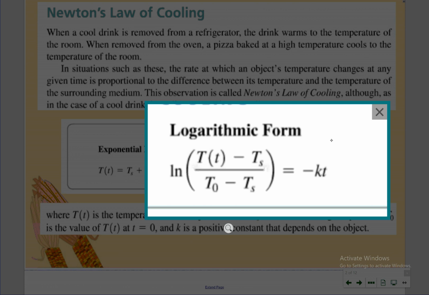All right, everybody have it written down? All right, let's do an example.